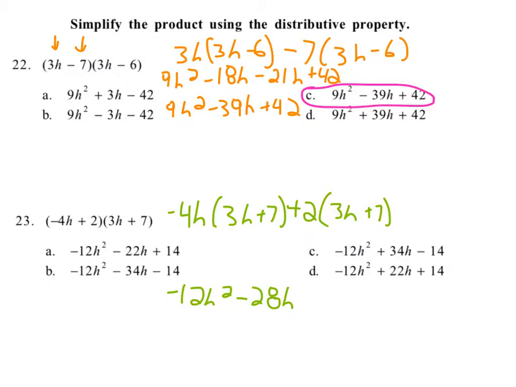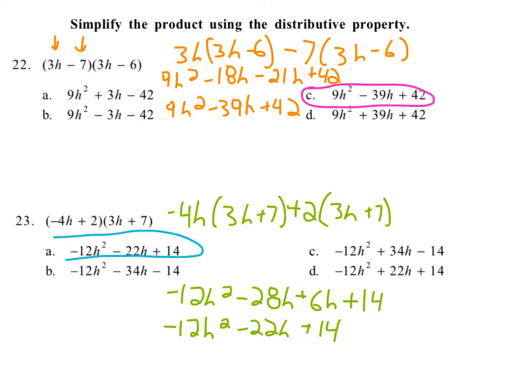Going to the second one, 2 times 3h, 6h. And of course you should know that you have to put that plus or minus in between them. So positive 6h. And then 2 times 7, 14, plus 14. Combining the like terms, the h terms, we're left with negative 12h squared. Negative 28h plus 6h is negative 22h. And then plus 14. I'm looking for that answer. We've got A, it looks like.